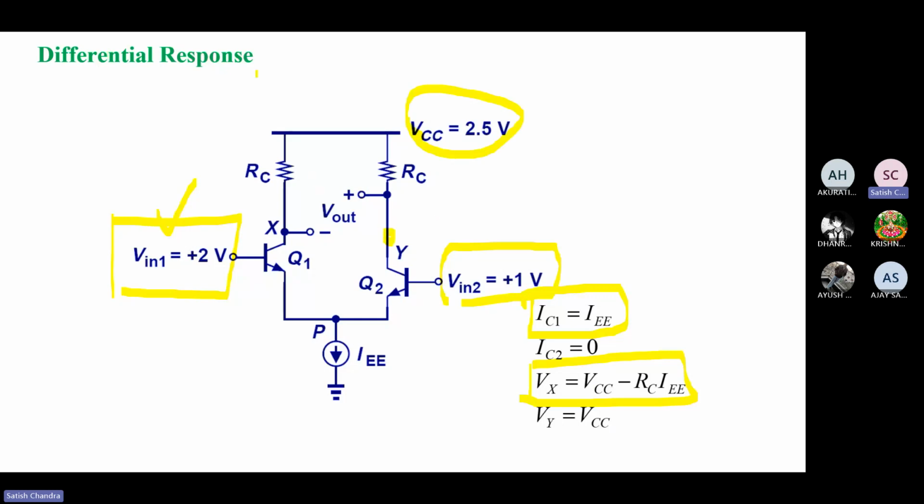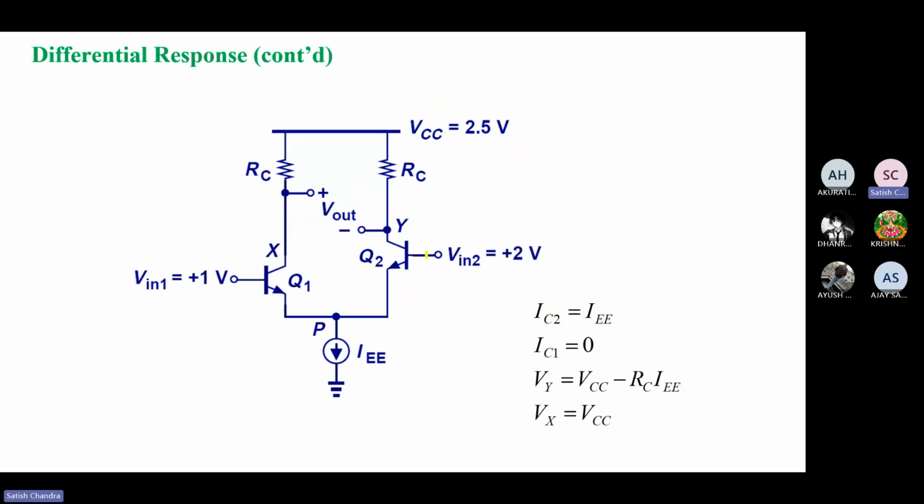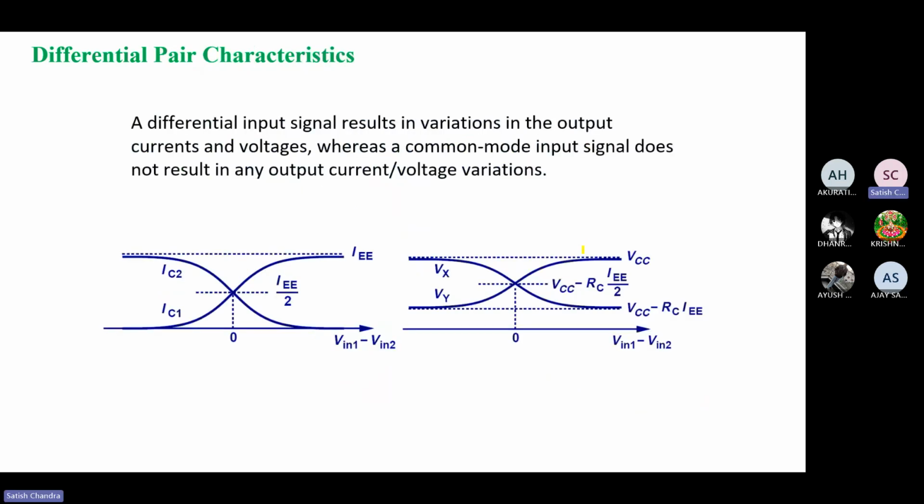So this is a differential response when we are seeing this at Q1, and similarly if we change this input, the opposite thing is going to happen. IC2 will become IEE, that is the tail current, and IC1 becomes 0, and now Vy is going to become VCC minus RC·IE, whereas Vx becomes similar to the potential over here, that is VCC. So that is what basically happens.